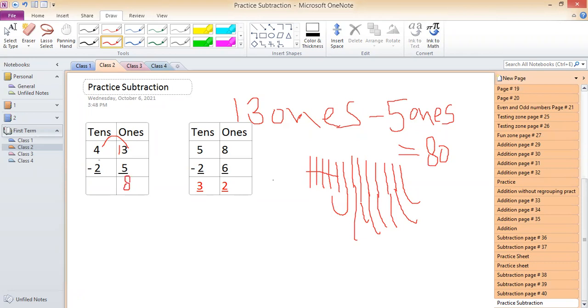Now you have to remember, this was 4. But it has given 1 to the ones, so it is not 4 now. It was 4, but because it has given 1 to the ones, it is now 3. Now you have to take out 2 from 3. When you take out 2 from 3, it will be 1. So when you take out 25 from 43, the answer is 18.